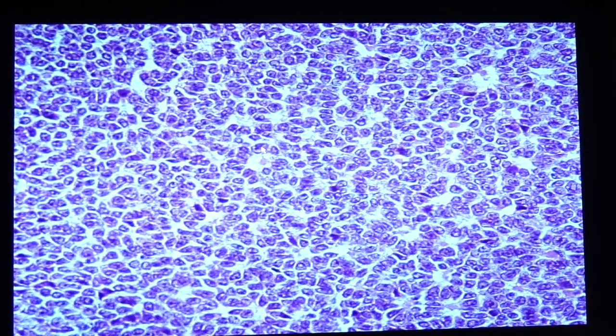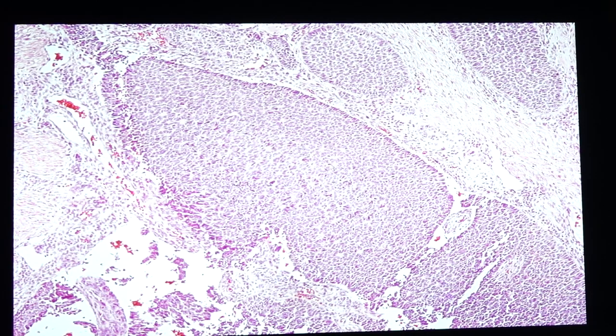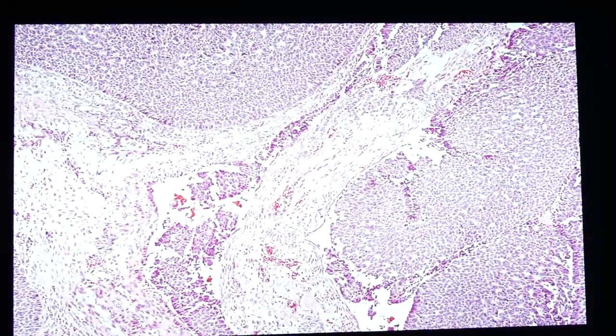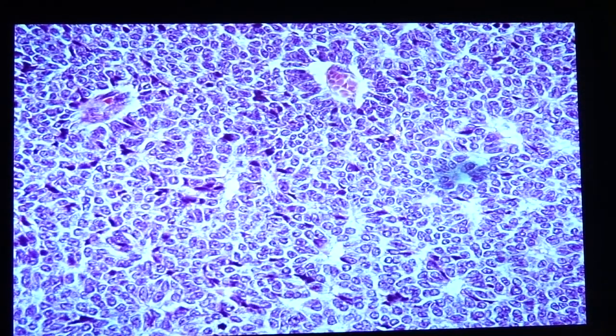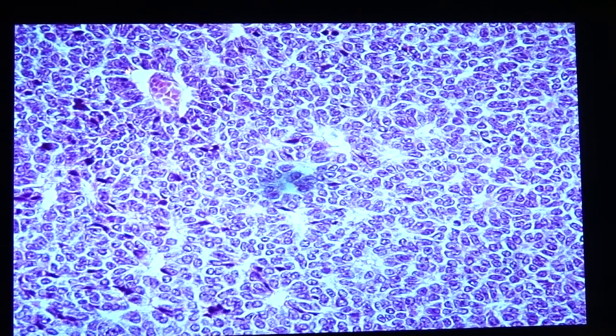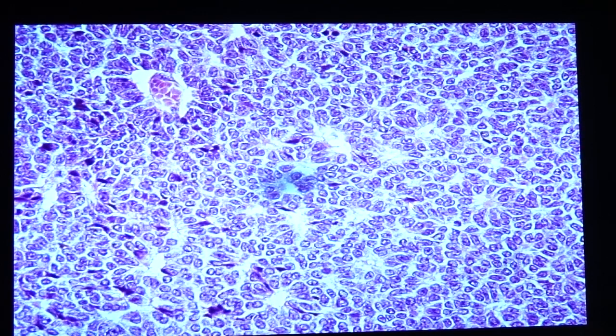Again, when you look at the nest, you would see nests of round polygonal cells. When you look at the high power magnification, you can readily see the Call-Exner bodies, and the cells have round to oval nuclei. They have an open chromatin pattern with nuclear grooves, showing a coffee bean appearance. So, Call-Exner bodies.